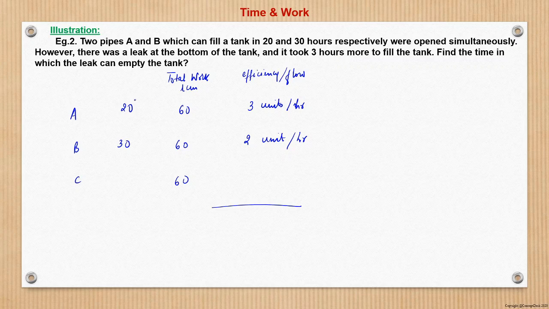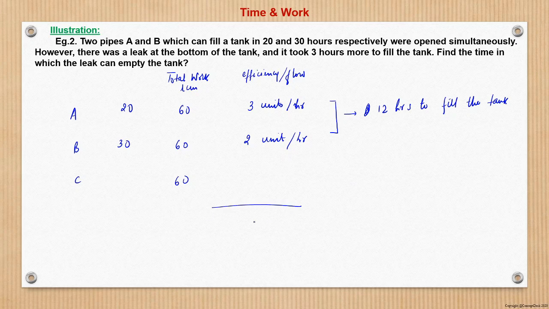now see, if only A and B were operating, the inlet pipes were operating, so to finish a work of 60 units at a rate of 3 plus 2, 5 units per hour, it would have taken 60 by 5, which is 12 hours to finish, right? 12 hours to fill the tank. However, it takes 15 hours. So 3 hours extra. So in total it takes 15 hours.